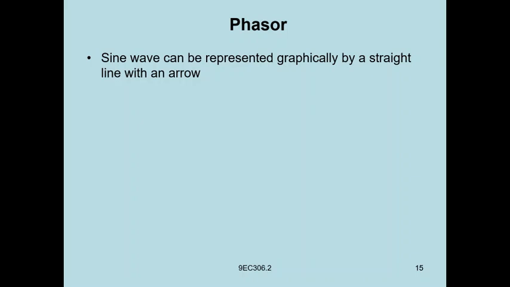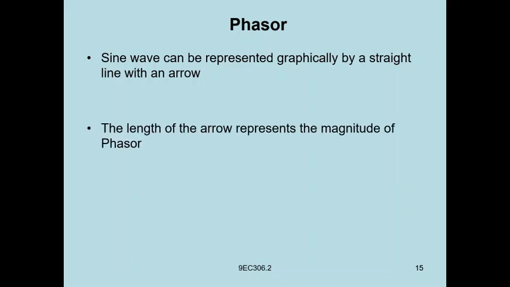A sine wave can be represented graphically by a straight line with an arrow. The length of the arrow represents the magnitude of the phasor. It also indicates the direction. So, a sinusoidal wave can be represented by a length of arrow with its direction. That is called phasor form.